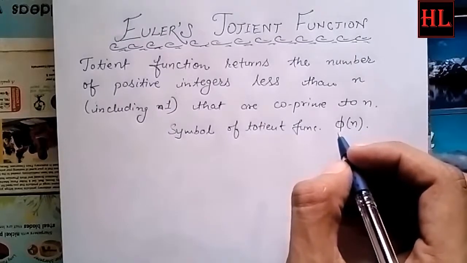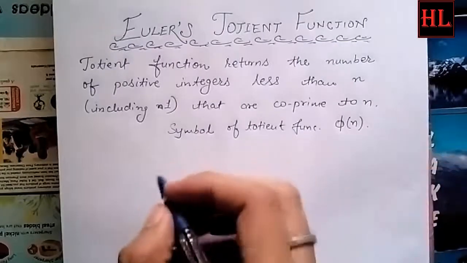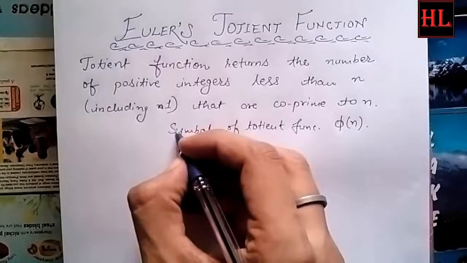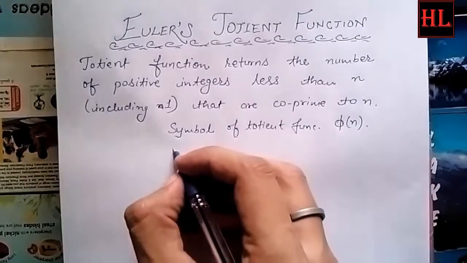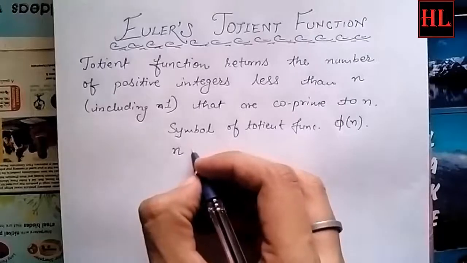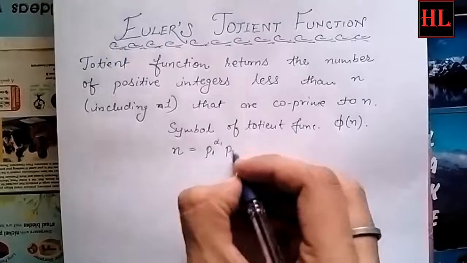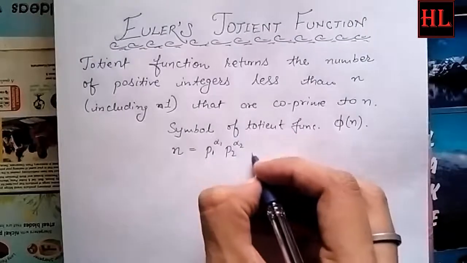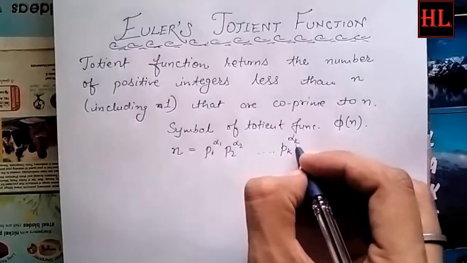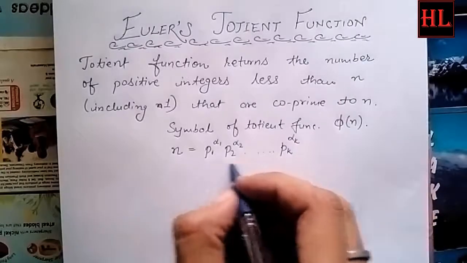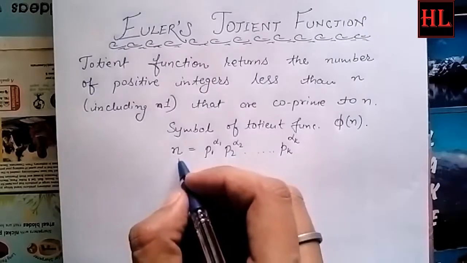Also, I'd like to mention that Euler's totient function is a multiplicative function, and that means to calculate the totient function of a number we need to understand a few steps. Let's say we have a number n. We can write it in the form p1^α1, p2^α2, up to pk^αk, and this form denotes the product of prime factors of the number n.